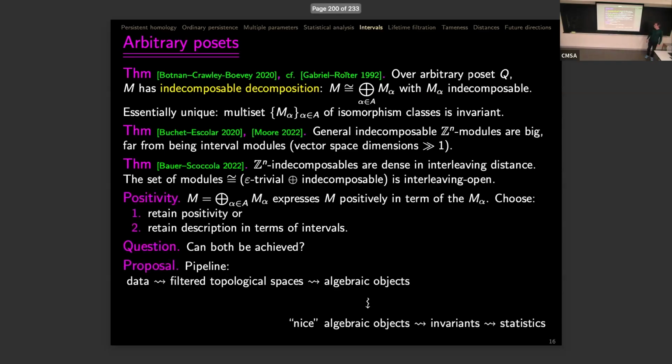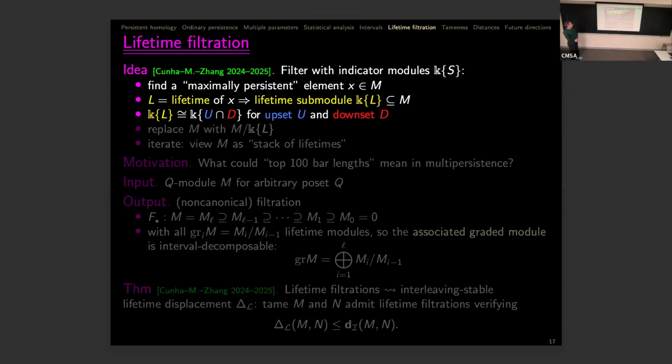So what we do is, instead of decomposing our modules as direct sums of indecomposables, which works in the one parameter case, we're going to filter our modules. You lay down an interval and then you put another interval on top of it, another interval on top of it. But the way that you build the module is not by decomposing, but by filtering. So you just stack them on top of each other. I don't want to go into too much detail about this, but this lifetime is an intersection of an upset and a downset. So this is the kind of thing that you want to stack on top of each other.